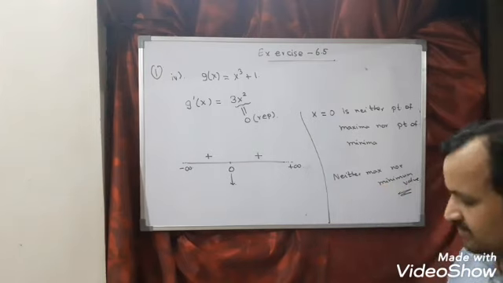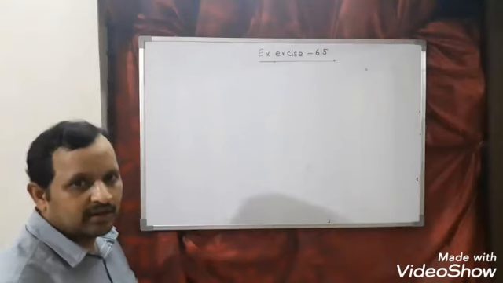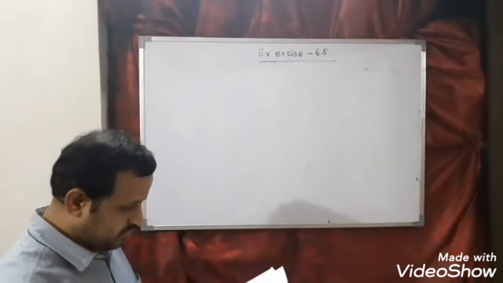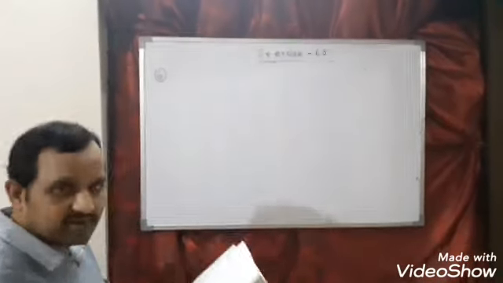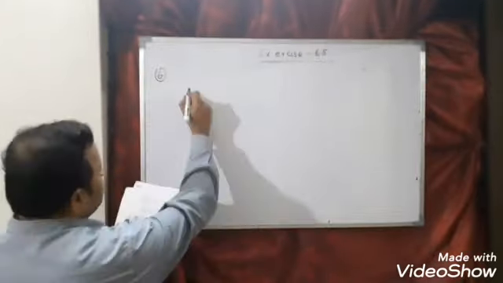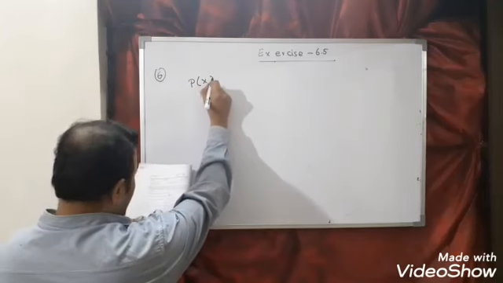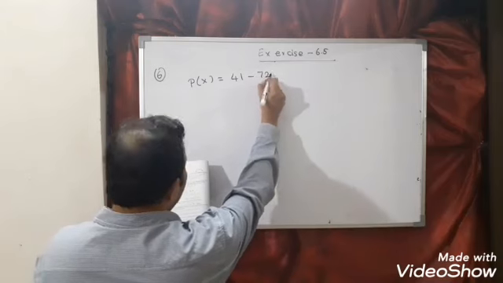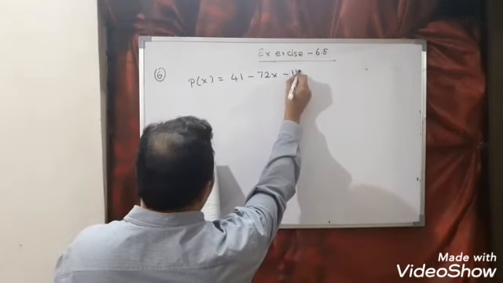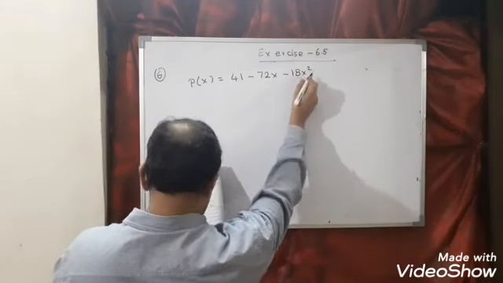So this is the required solution. Let us see one more question. Question number 6. Find the maximum profit that a company can make if the profit function is given by P of x is equal to 41 minus 72x minus 18x square.